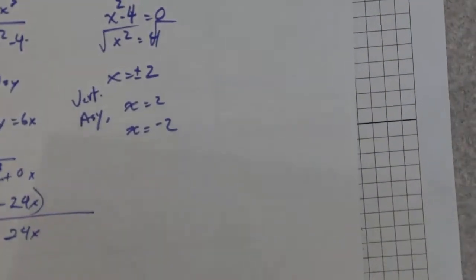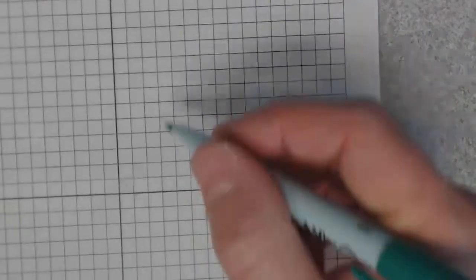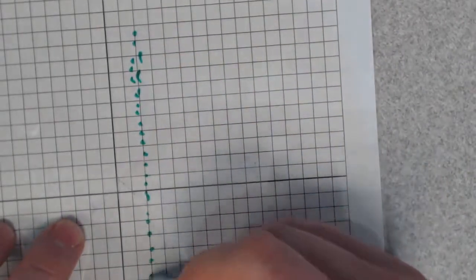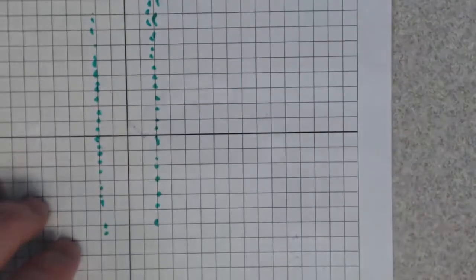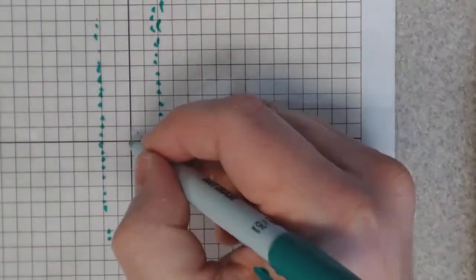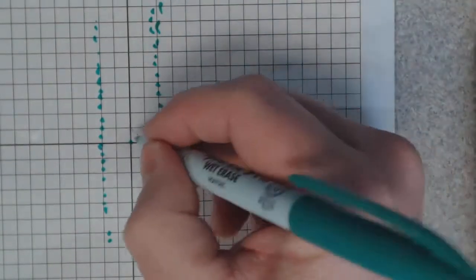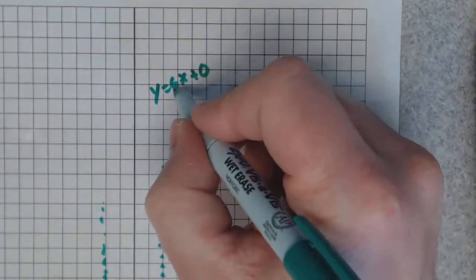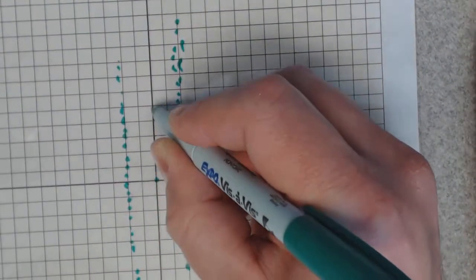Part C says I have vertical asymptotes at 2 and -2, and an oblique asymptote y equals 6x. So let's put in 2 and -2. If I graph y equals 6x, it's 6x plus 0, right? So the y-intercept is at 0. My slope would be up 6 and over 1. So here's where I start: 1, 2, 3, 4, 5, 6, and over 1.